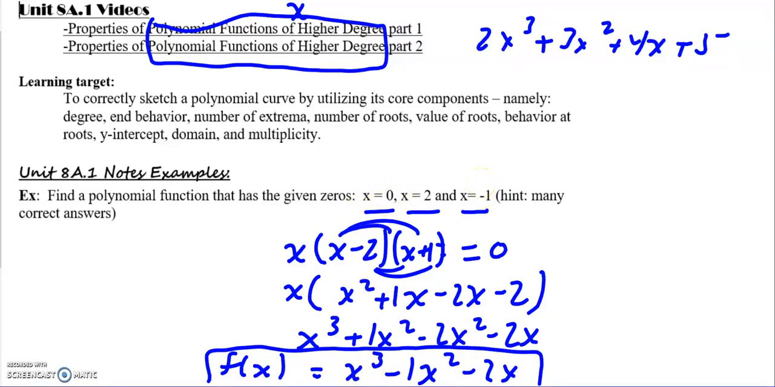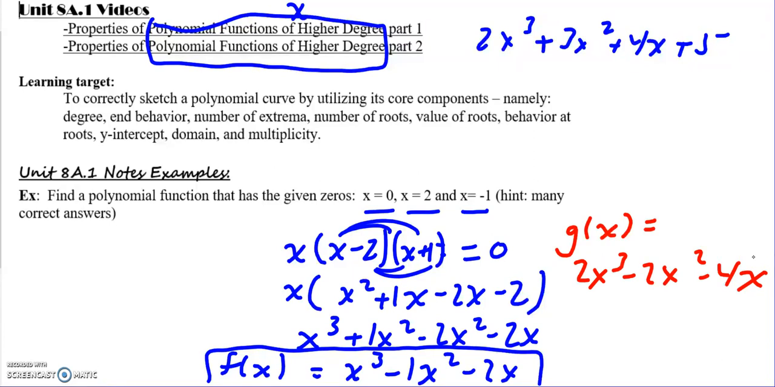So that is one possible answer, but there's really infinite, because what you could do is multiply this by really any number you want. For instance, if I wanted function g(x), if I multiplied everything by 2, I'd get 2x^3 - 2x^2 - 4x, and that would be another answer that would get me these 3 roots at the end of the problem.